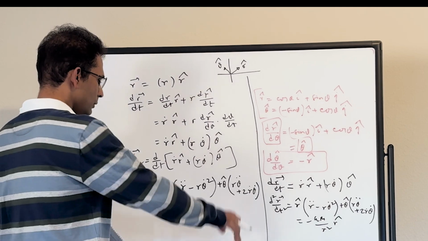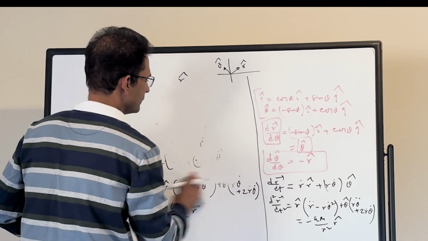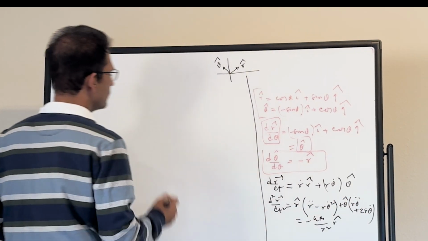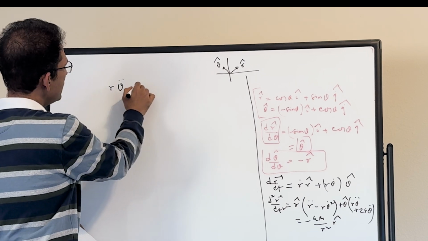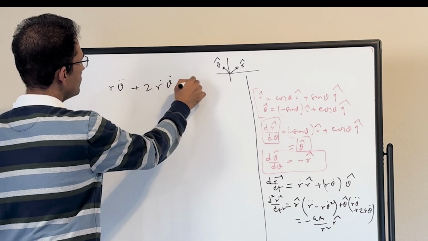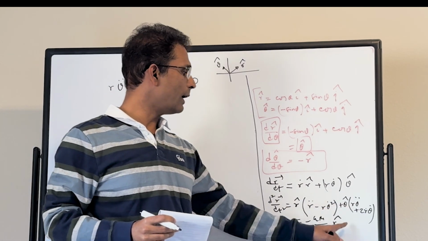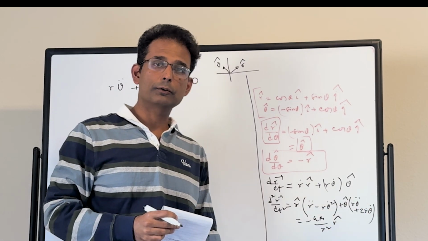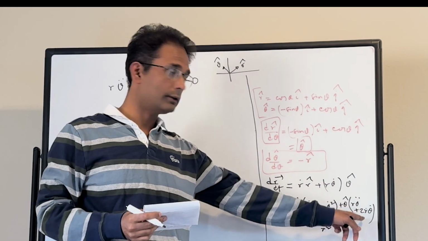Okay, all right. So I'm going to erase what I did here now. We concluded that this expression is equal to 0, right? So let's write that down: r theta double dot plus 2 r dot theta dot equals 0. Why is it 0? Because on the right side you don't have any theta hat term. So this expression has to be equal to 0, if you want both sides to be equal.